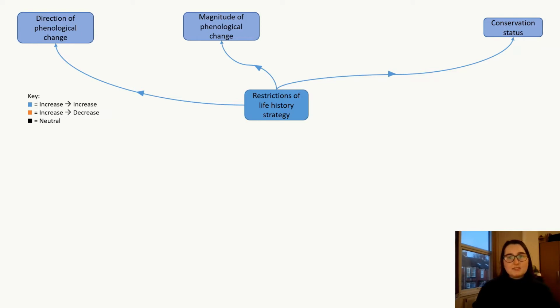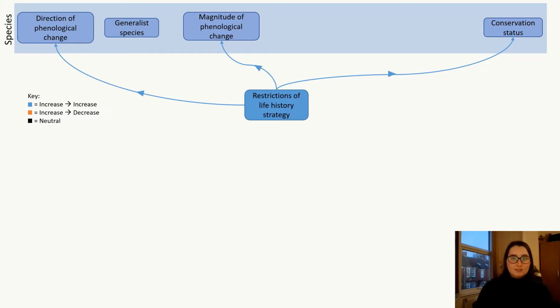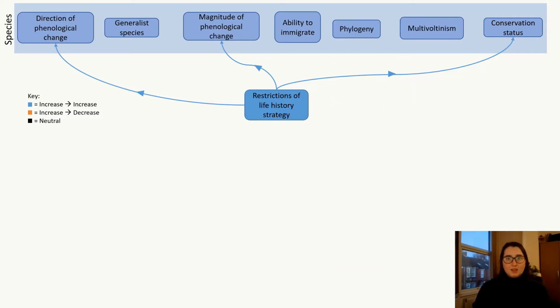So other interactions that affect species are whether they are generalists, so can they survive on a range of food sources, can they immigrate, so can they move or track their ideal climate, their phylogeny, and whether they are multivoltine. So multivoltinism is how many generations in a year they have. Univoltine species have one generation, and multivoltine species have several. The ability to have multiple generations in a year may mean these species are more plastic and able to escape some of the negative effects of climate change. There have also been some studies that have found a move towards multivoltinism as growing season gets longer.